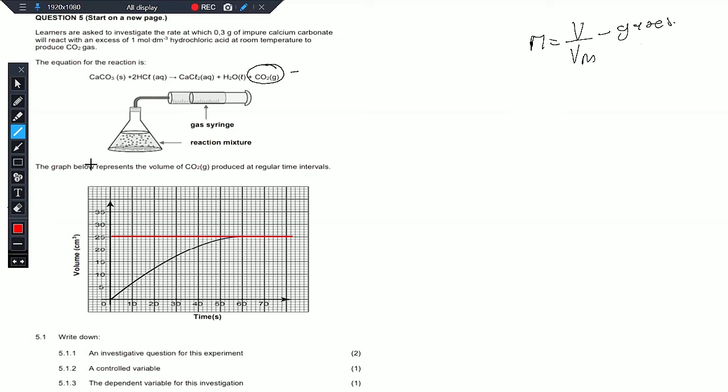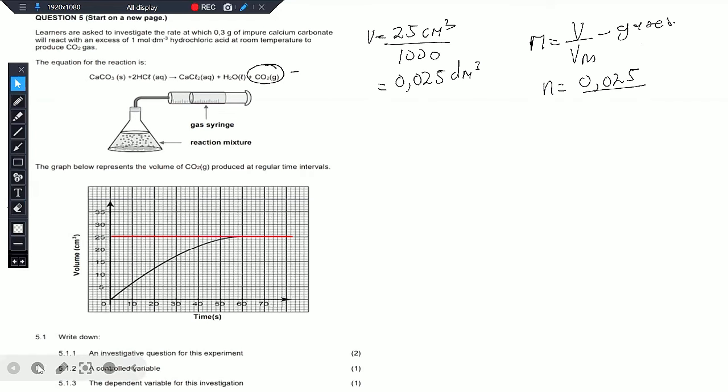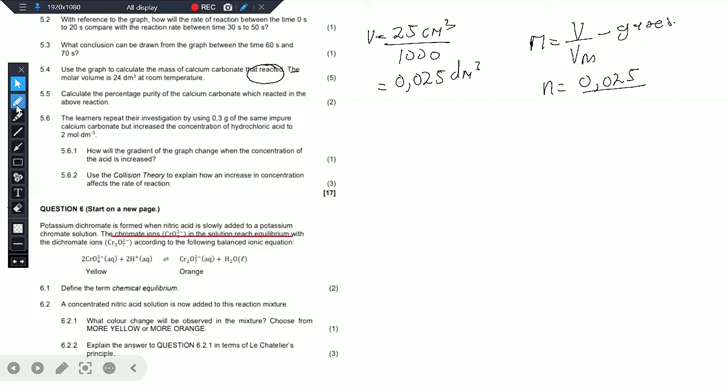So from this graph, let's read the maximum volume of carbon dioxide that was collected. The maximum volume collected before the completion here was 25 cm cube. So V is 25 cm cube. But in order to use that formula, we need our volume in dm cube, so we divide this by 1000, which gives us 0.025 dm cube. Now we can calculate: n is 0.025, divided by our Vm, which they mentioned is 24. Punching that into our calculator, we have 1.042 times 10 to the exponent of negative 3 mole.